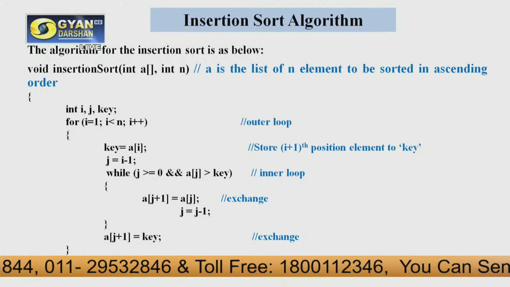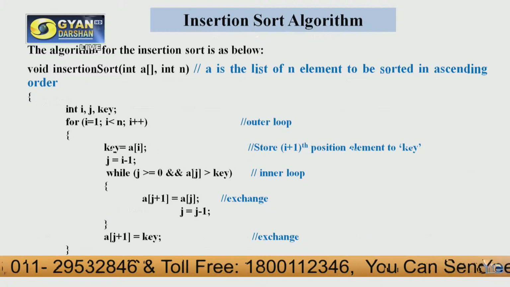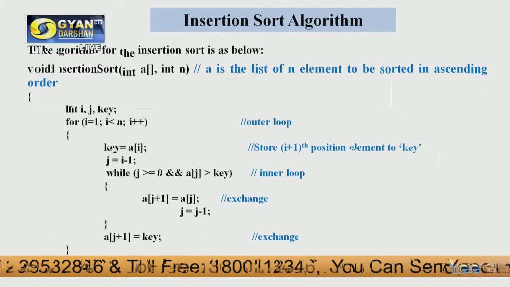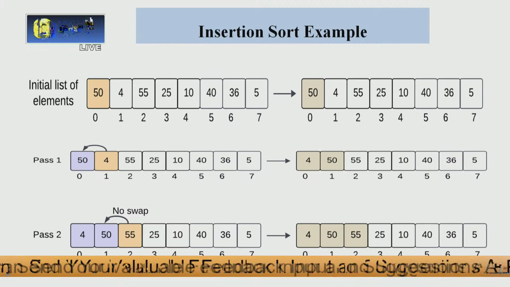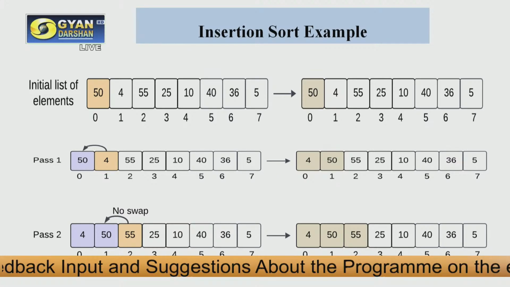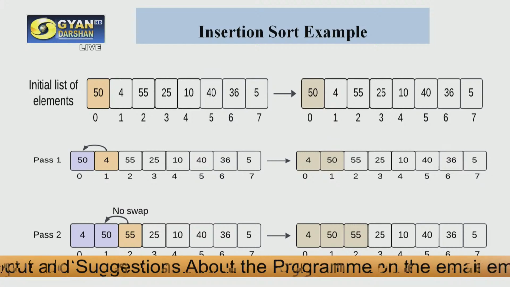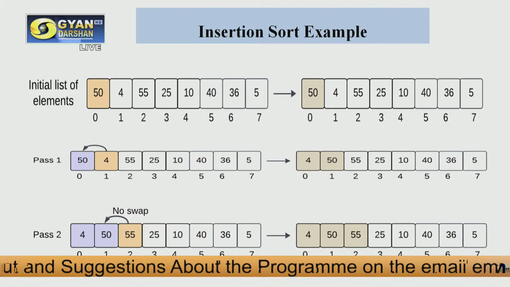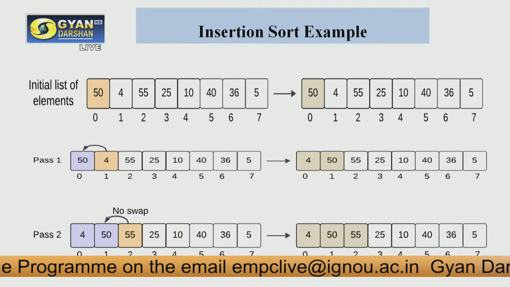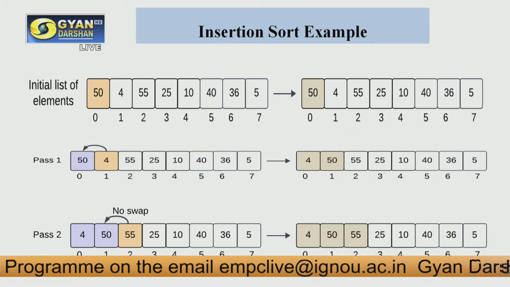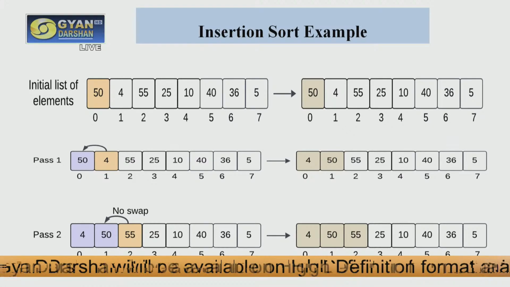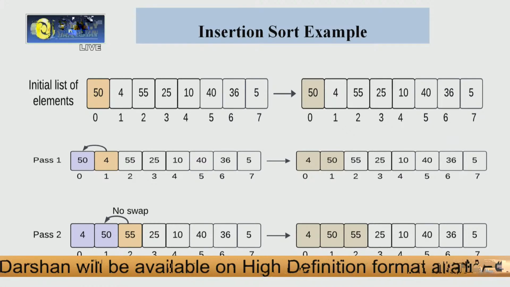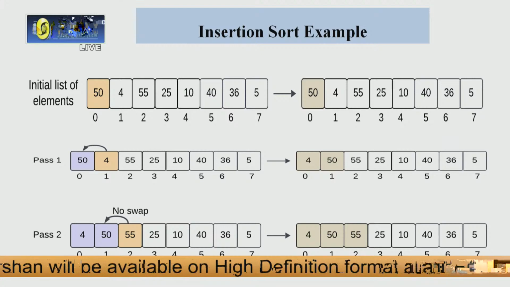Now I would like to discuss one example of how exactly this algorithm works. Let's say we have been given, at the top left, the list of elements which are required to be sorted. In this one we see that 50 is the first element. So we take the first element and we assume it is sorted. So the top right array shows that 50 is already sorted.